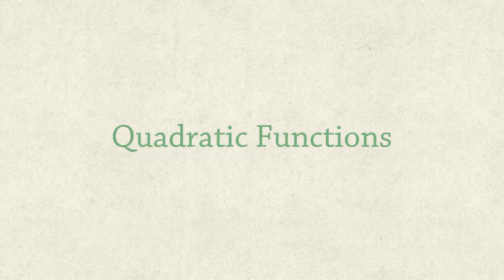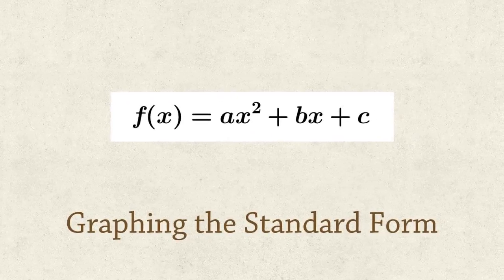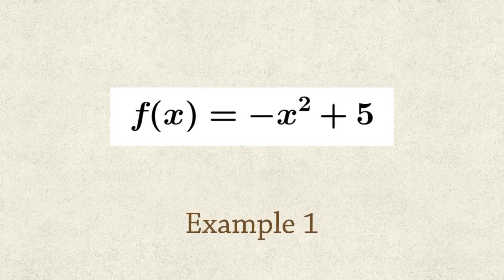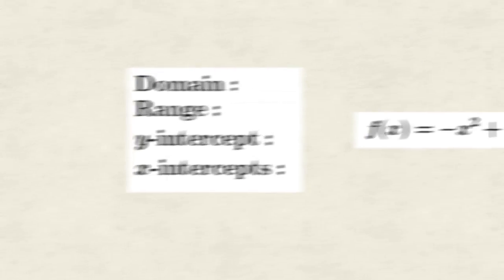In this video lesson, we'll be investigating how to graph quadratic functions. We will be focusing on graphing the standard form of the equation of a parabola. For our first example, we will be graphing the equation f of x equals negative x squared plus 5.